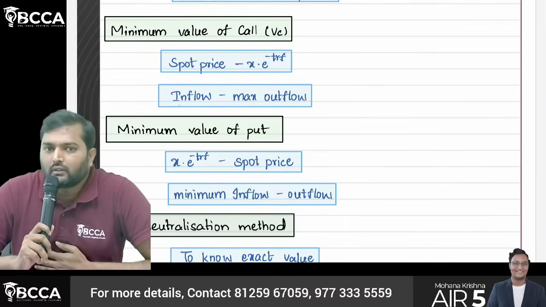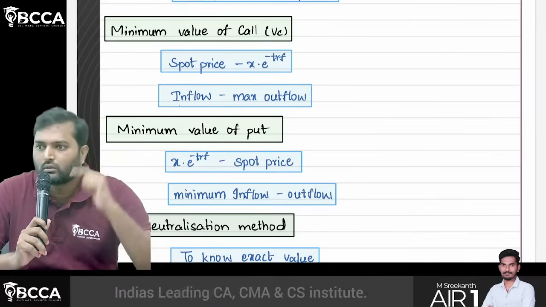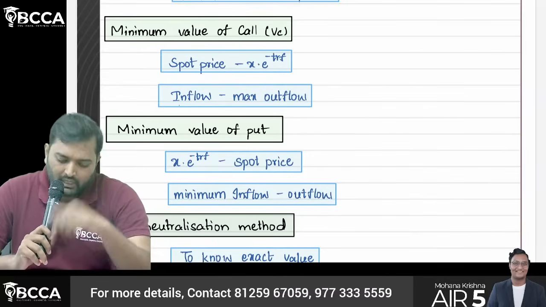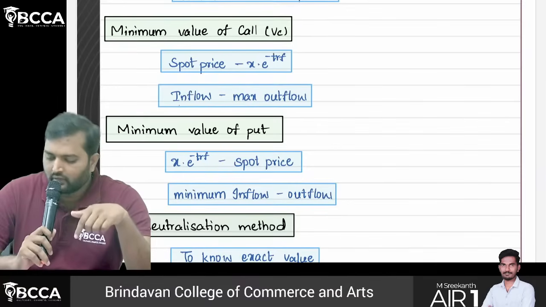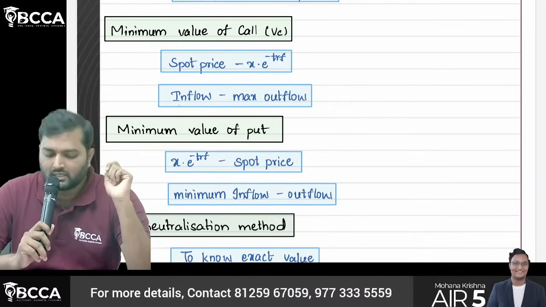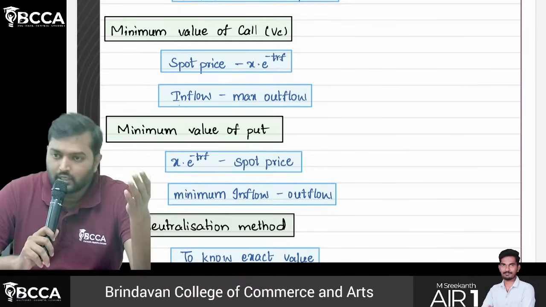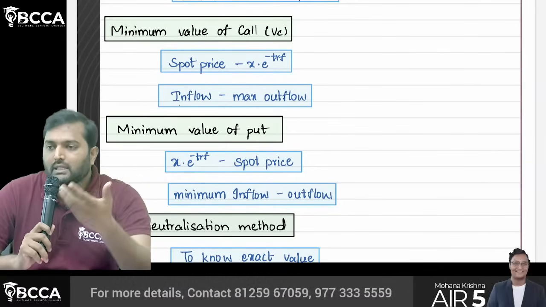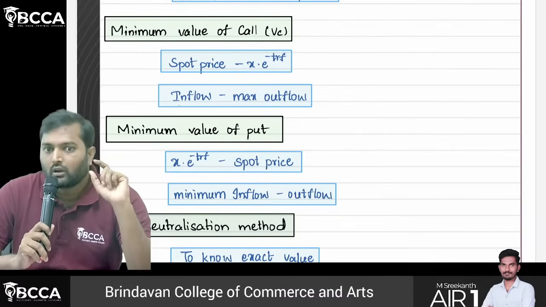So minimum value of a call is equal to... In previous questions we have calculated value of a call and value of a put, but those are values on maturity. But it is the present minimum value of a call, present value. The formula given on the screen is present value. So what is the present minimum value of a call? Spot price minus X into e power minus TRF. We have seen the logic in regular class. What is this X into e power minus TRF? To explain this formula, the logic is call option means right to buy.